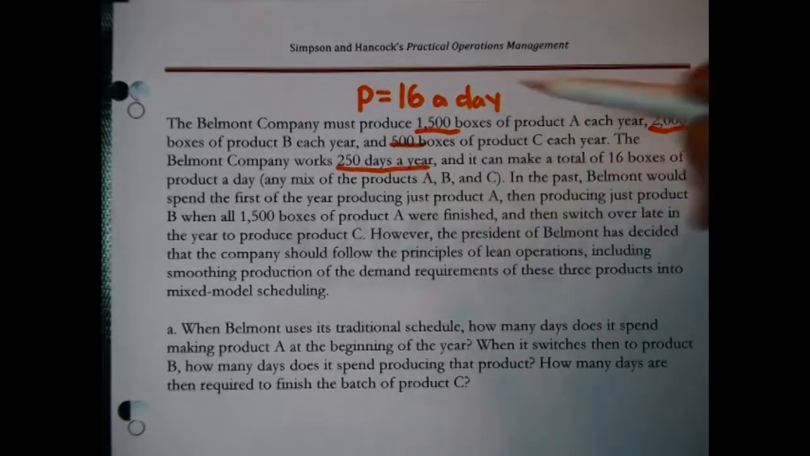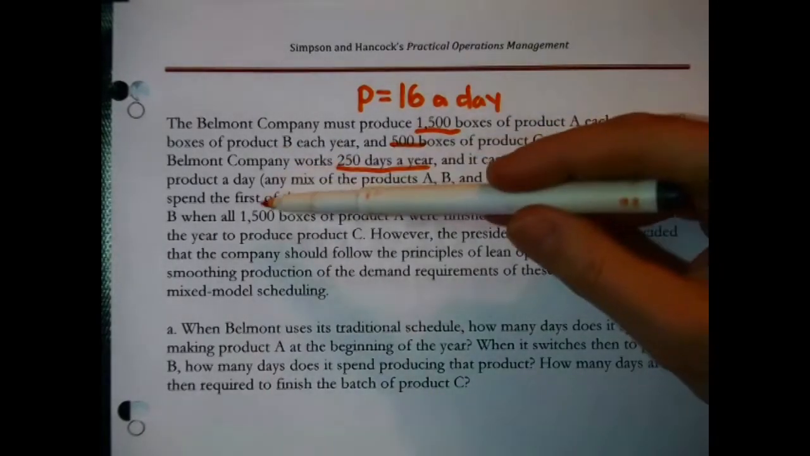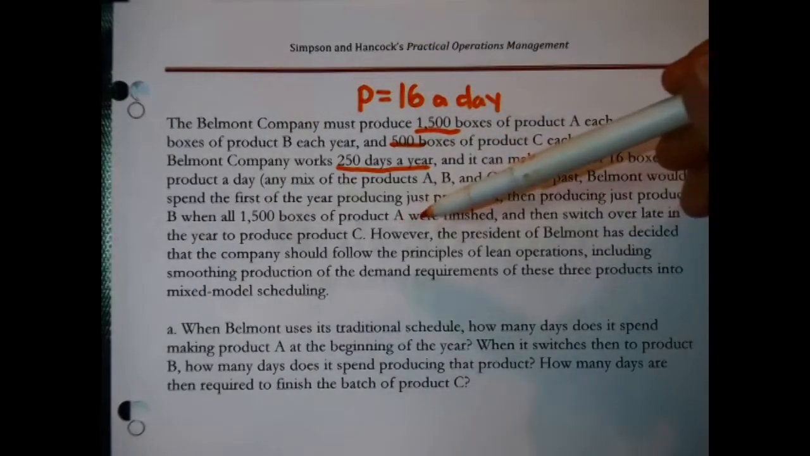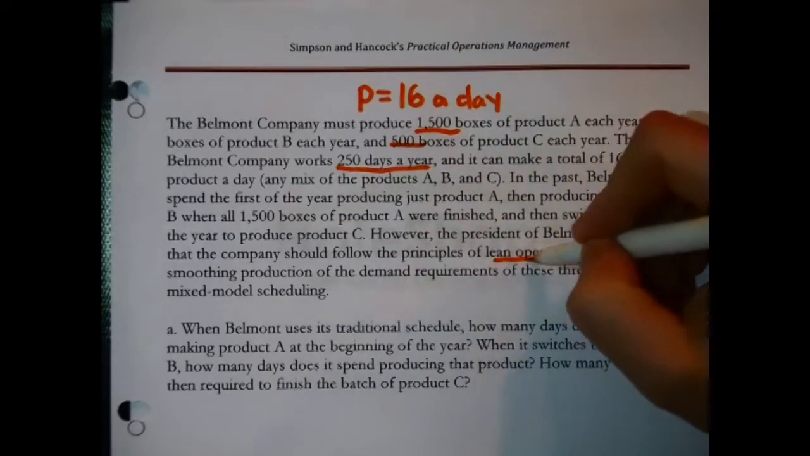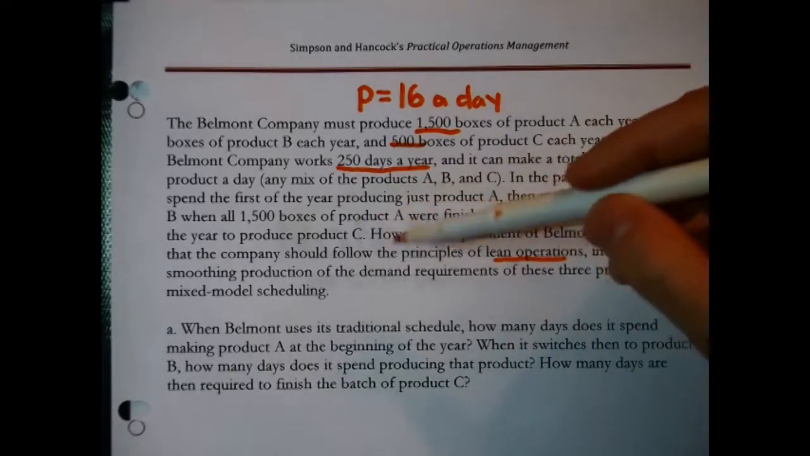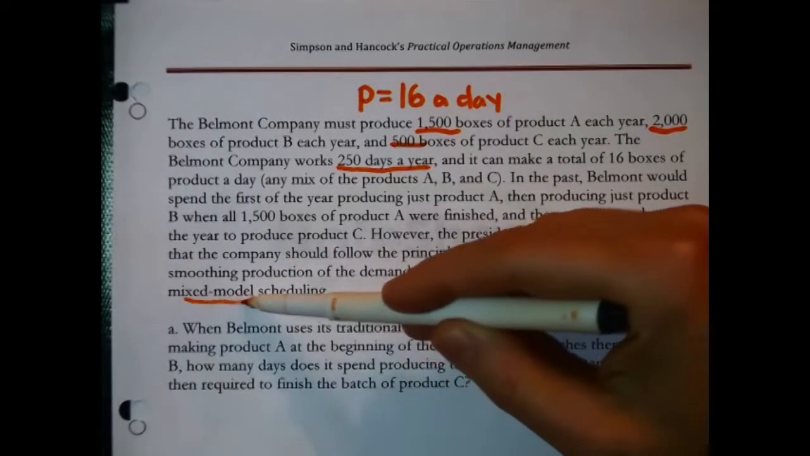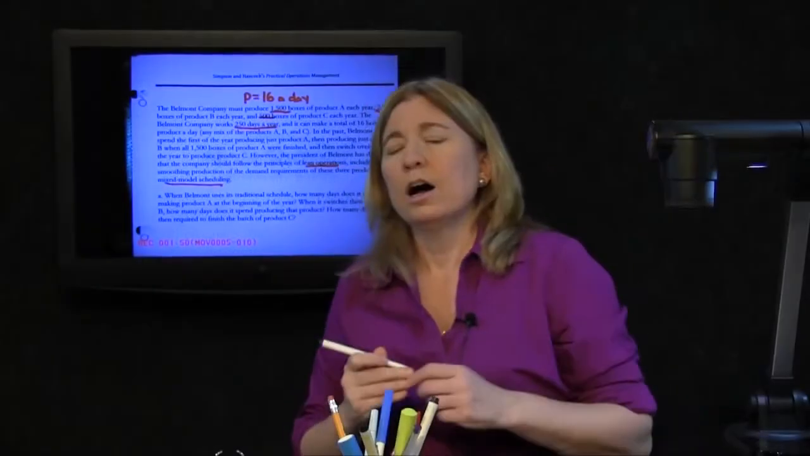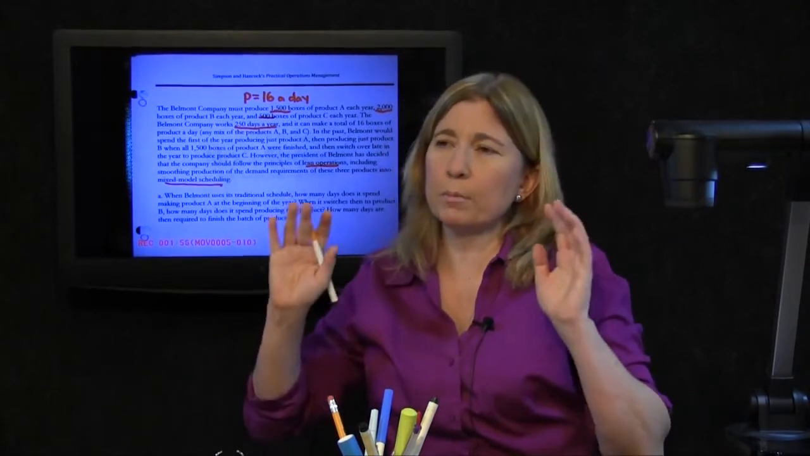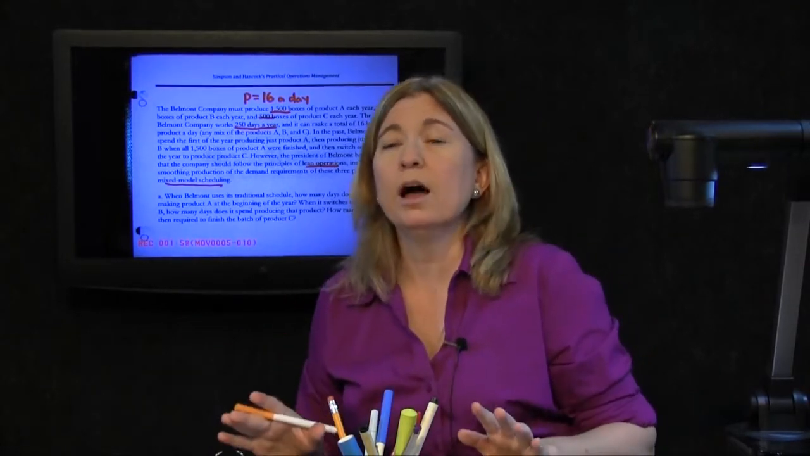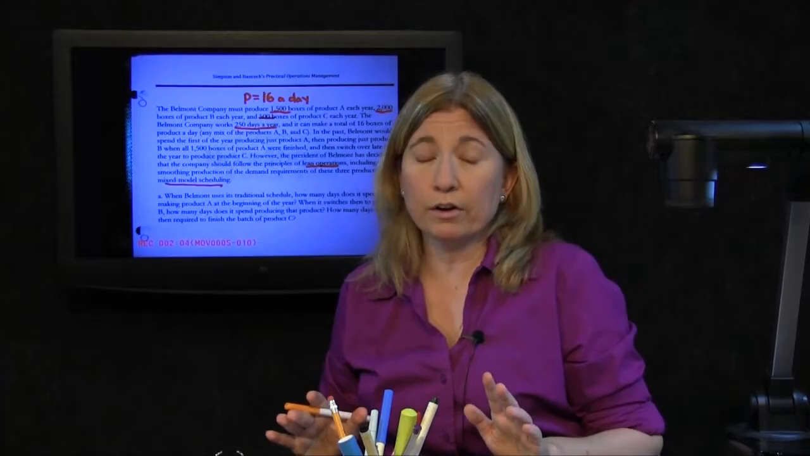In the past, Belmont would spend the first of the year producing product A, then producing just product B, and then just product C. However, the president of Belmont has decided that the company should follow the principles of lean operation, including smoothing production of demand requirements of these 3 products into mixed model scheduling. Yes. In lean operations and mixed model scheduling, if you happen to make several different things, you want to make basically the same amount every day. But wait a minute. What is the first question in this particular scenario?